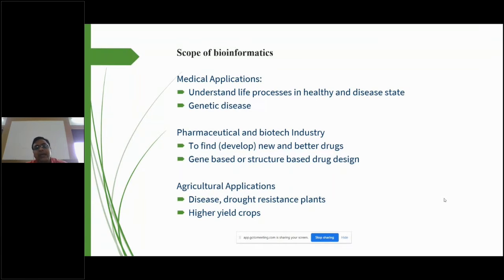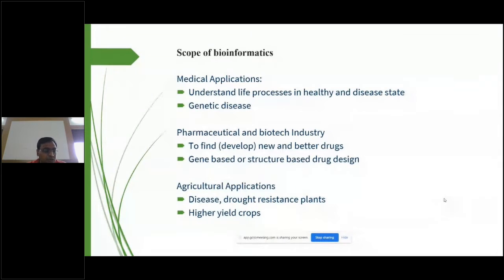One more field is agriculture applications. There are various diseases emerging in day-to-day life with plants also. We need drought-resistant plants, because of global warming there may be heavy rain somewhere and a lack of rain in some areas. So we need plants which can resist this situation. The agriculture field is also taking on challenging tasks with the help of bioinformatics.